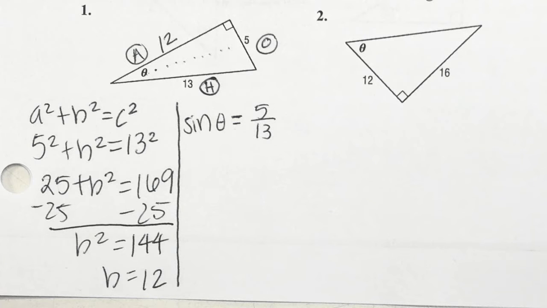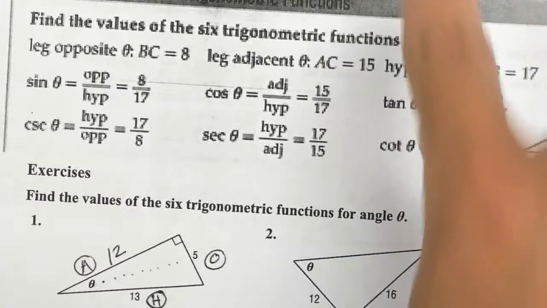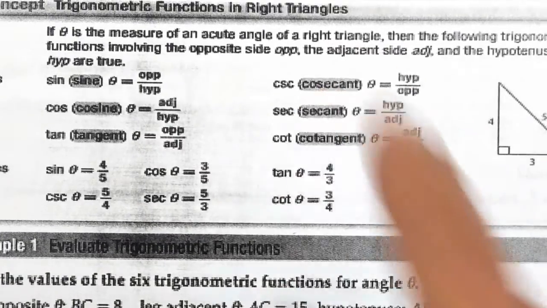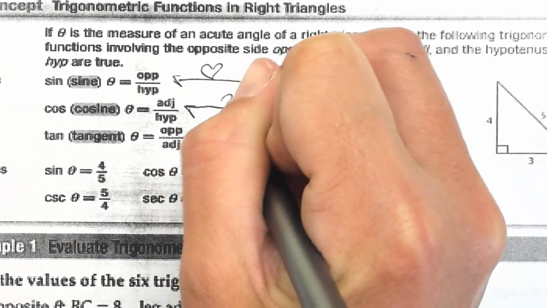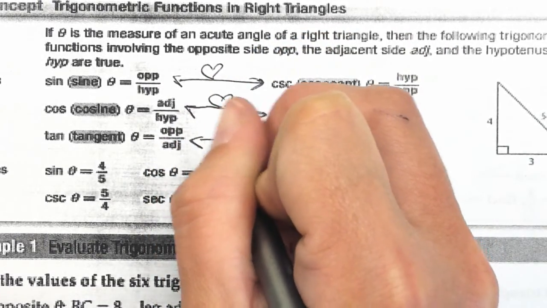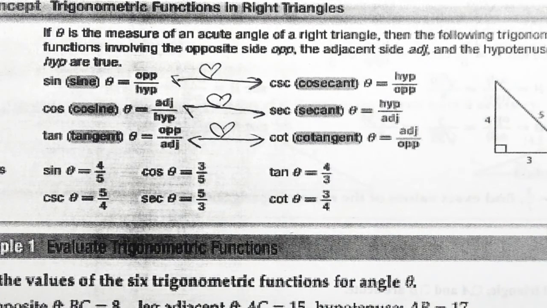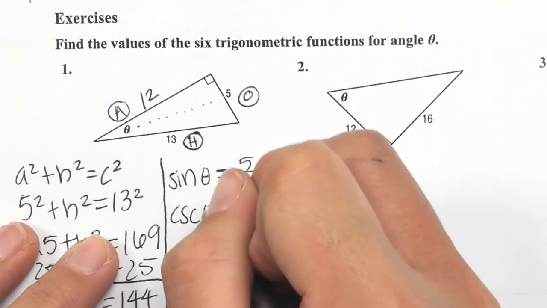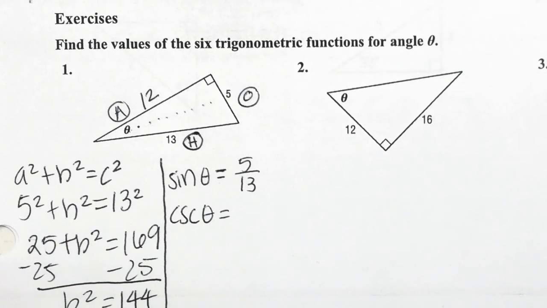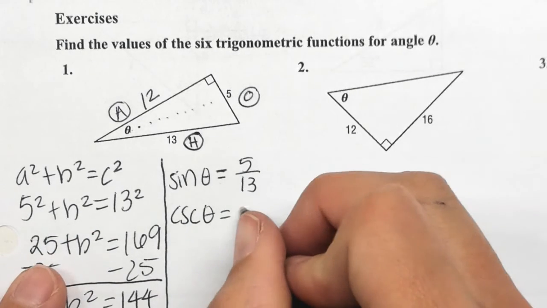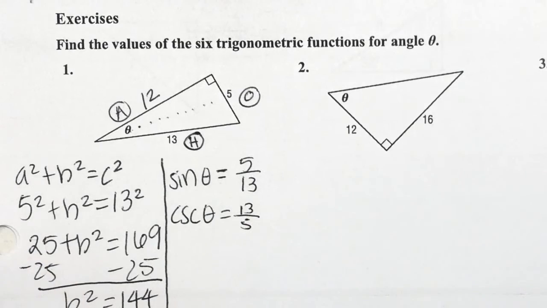Alright, and who is sine's boyfriend? What's the CSC? Cosecant. So these two are boyfriend, girlfriend. These two are boyfriend, girlfriend. These two are boyfriend, girlfriend. So CSC is cosecant, and it is sine's boyfriend. So if we write this down here, cosecant theta would be what? Why are they boyfriend, girlfriend? Because they're opposites. So it'll be what? Good. You just swap it.